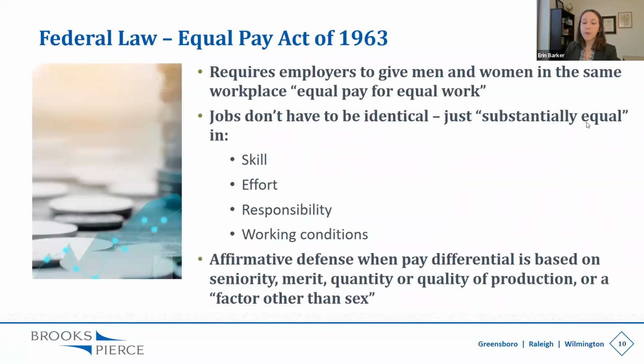So next we have the Equal Pay Act of 1963. So this has been around for almost 60 years. And it requires employers to give men and women in the same workplace equal pay for equal work. And this covers all forms of pay. This covers salary, overtime, bonuses, stock options and incentive plans, life insurance, vacation and holiday pay, hotel accommodations, reimbursements for travel expenses. This covers any form of compensation. And equal pay for equal work doesn't mean identical work. It means substantially equal. So we take a look at the skill required, the effort required, the responsibility required for this position, and the working conditions.